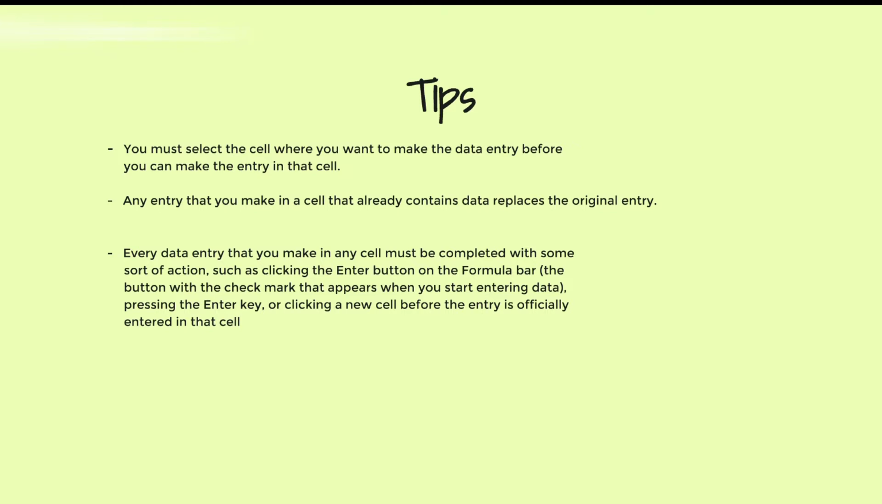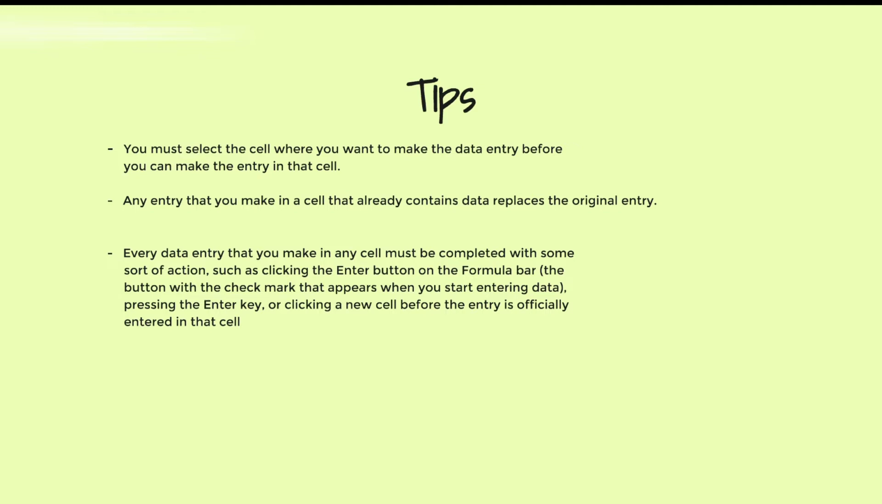Secondly, any entry that you make in a cell that already has data in it will replace the original data. So let's say you click on a cell that has number 1 and you choose that cell, then you put number 2, it will overwrite number 1. So the new data will always replace the old data in that exact cell.